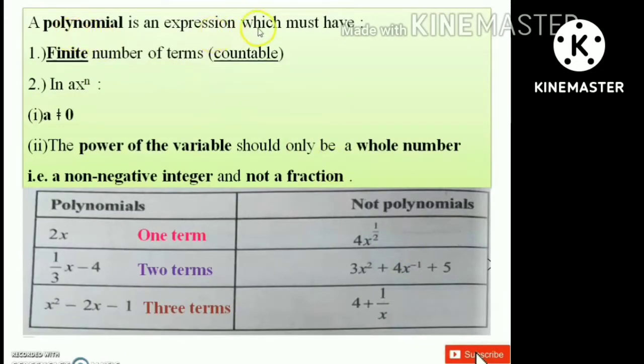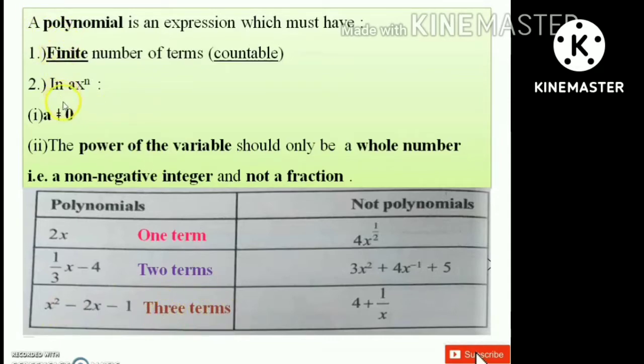So a polynomial is an expression which must have a finite number of terms. That is, it should have a countable number of terms. For example, 2x is one term; 1 by 3x minus 4 is two terms, because 1 by 3x is one term and minus 4 is another term. In x squared minus 2x minus 1, x squared is one term, minus 2x is the second term and minus 1 is the third term. So three terms are present.